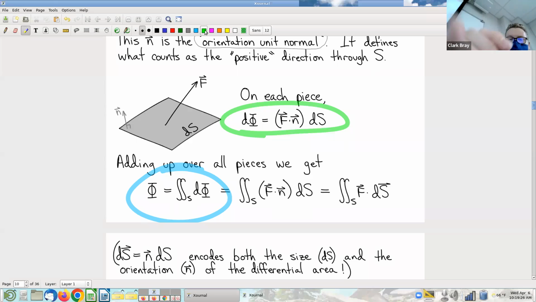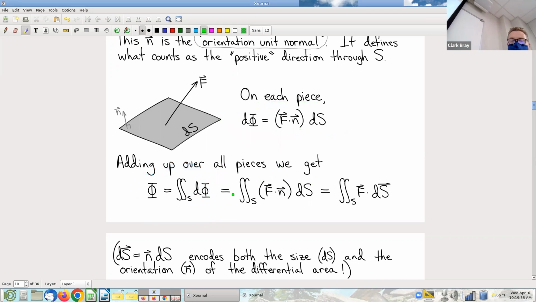We just argued that on each piece, the amount of flux on that piece is F dot N dS. And with this, we have now a formula for flux. Okay, so I think this is about where we left off last time. Is everybody comfortable with all that?